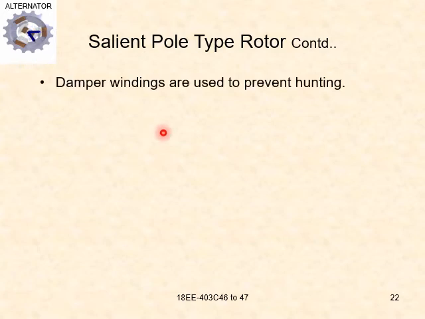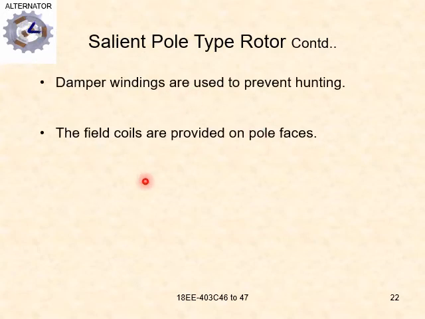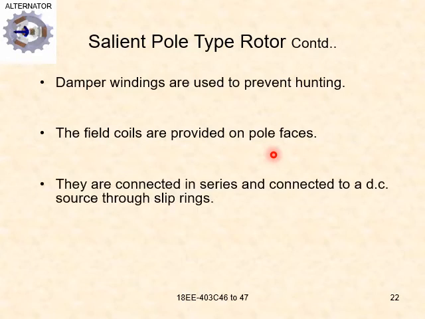In continuation of the salient pole type of rotor, damper windings are used to prevent hunting, and the field coils are provided on the pole faces. They are connected in series and connected to a DC source through slip rings.